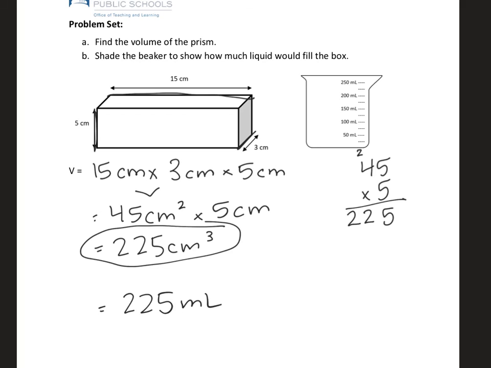Okay, I see that it's going by 50, so if this is 200 and then there's a line and then it's 250, I know that halfway between 200 and 250 is going to be 225. So I'm going to say right about here, right to this line, is how much water there is in the beaker. Okay.